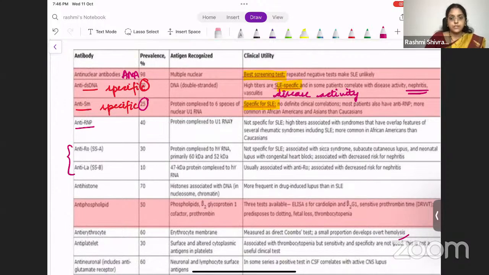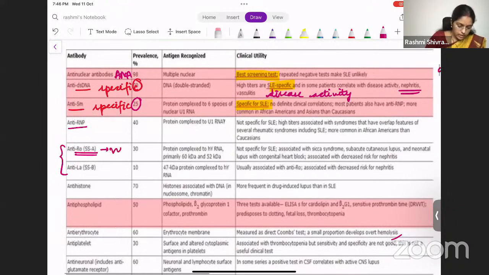So these are not specific for SLE, but when anti-Rho antibody is present, you can have neonatal lupus. This is the importance of anti-Rho antibody: it has an increased risk of neonatal lupus. So what is the main feature of neonatal lupus? Congenital heart block, complete heart block. So you need to remember this: anti-Rho antibody, neonatal lupus. Anti-La antibody also.